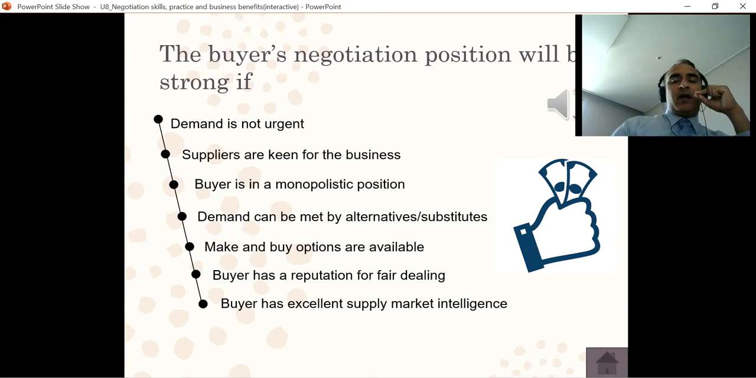We also have make and buy options, which is if you don't supply, I can do it on my own. So remember, sometimes we contract a third party for the sake of making things cheaper, but if they are making it too expensive, then I'll just go back and do it on my own. And then we have the buyer has a reputation for fair dealing. We have discussed that with Costco. Costco has a reputation for fair dealing, so companies want to do an agreement with them because they know it's not going to fail. Then finally, the buyer has excellent supply market intelligence. They know what they're doing. They have a lot of information, and they know the suppliers available, the prices of everything. So information is power in here.